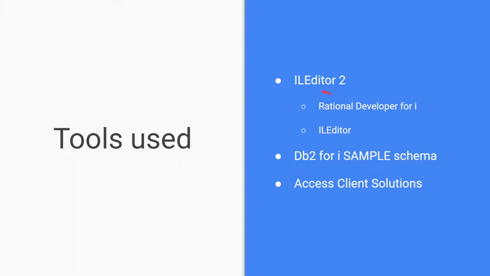The tools used, of course, me being me, using iLeditor 2. Of course, you can use RDI as well, Rational Developer for i. That's perfectly fine. And iLeditor is also an option, the first version, that is free, open source, Windows only. And then we are going to be using the Db2 for i sample schema, and I'll show you how to get this in just a moment here. And of course, Access Client Solutions is free to download from the IBM website, and I will have a look at that too in just a moment.